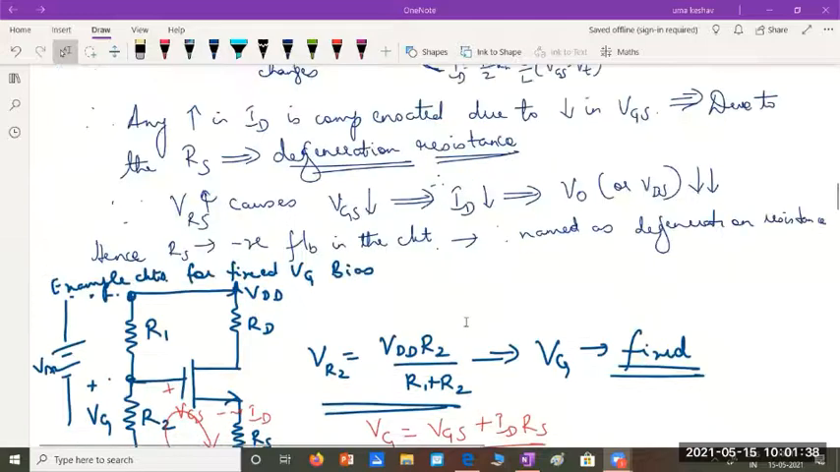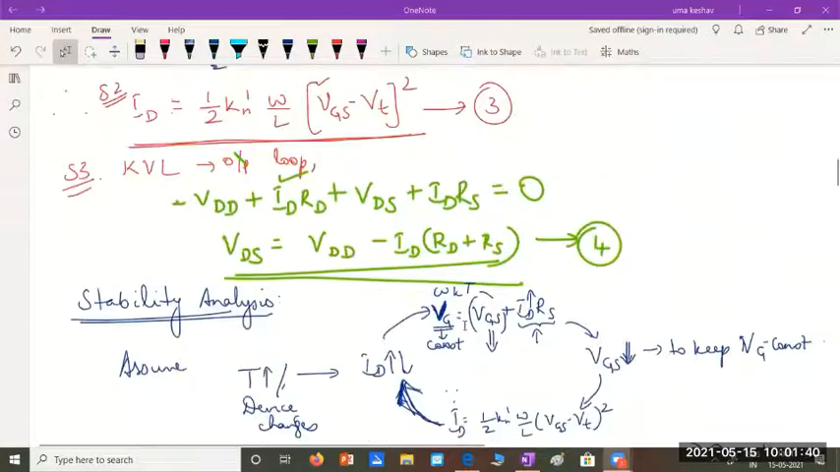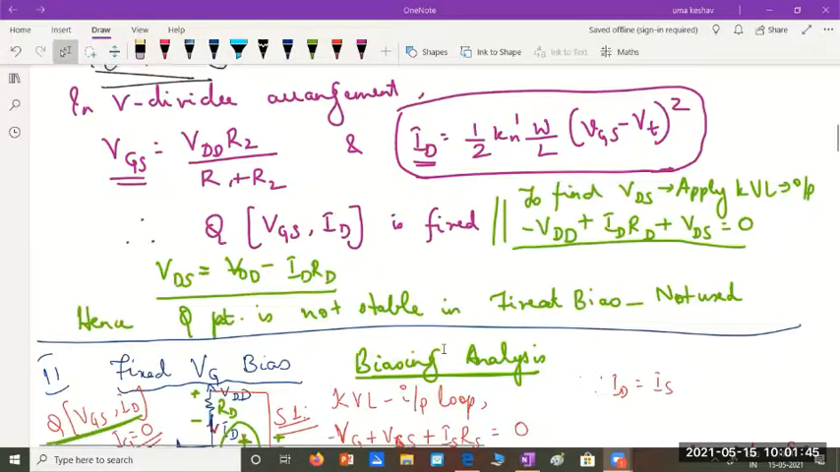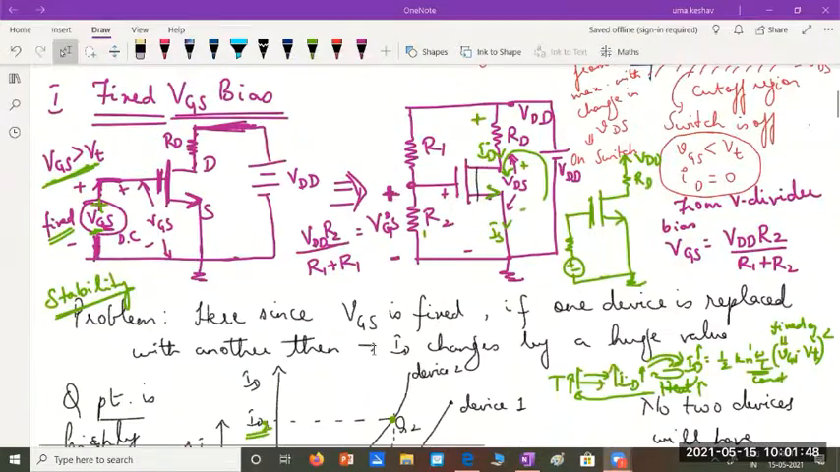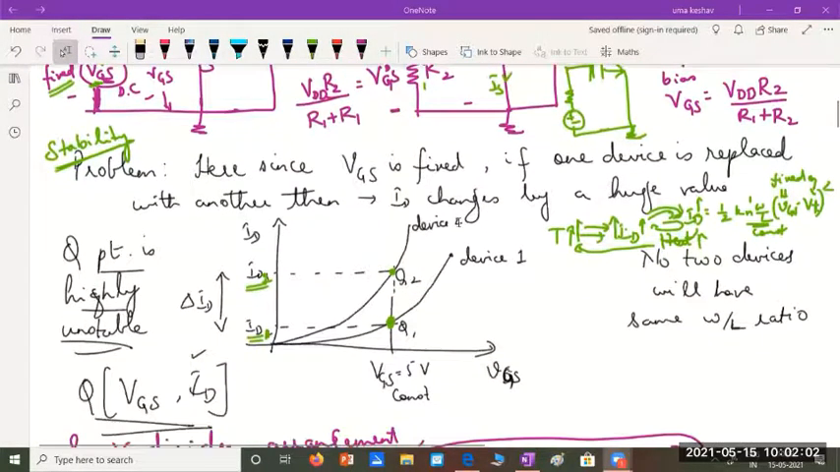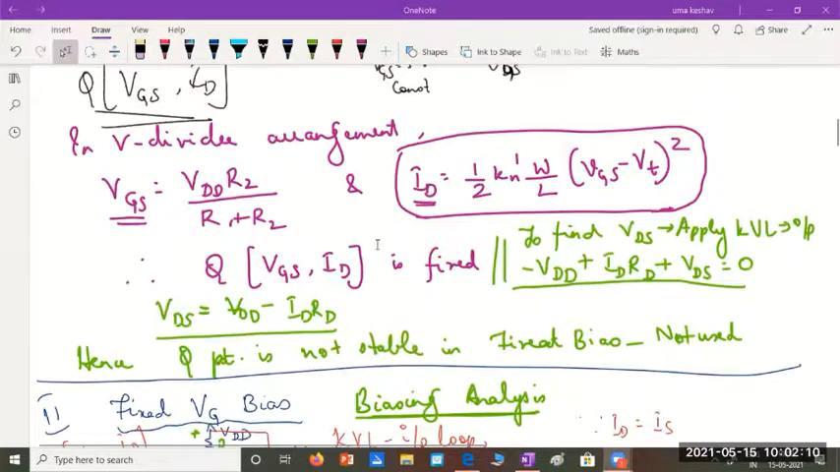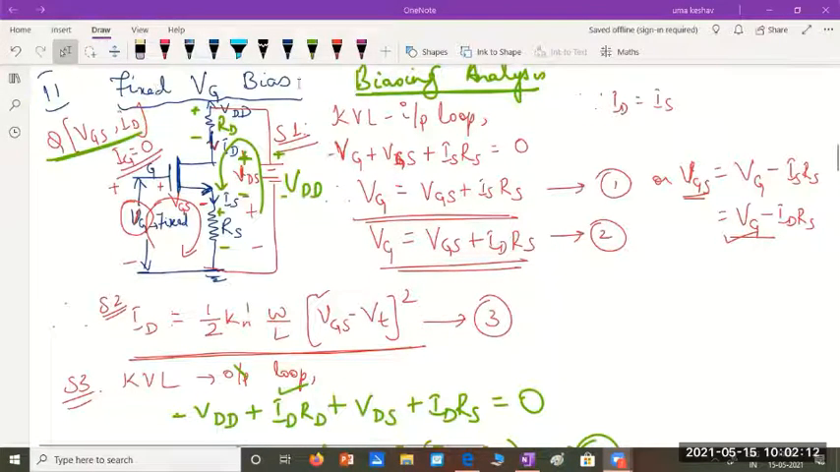We were discussing the biasing arrangement in MOSFETs. We spoke about fixed VGS bias first, where the gate source voltage would be fixed. As you can see here, the voltage between gate and source would be fixed. And this is an unstable bias arrangement, which causes the operating point to change if we change the device or if temperature changes.